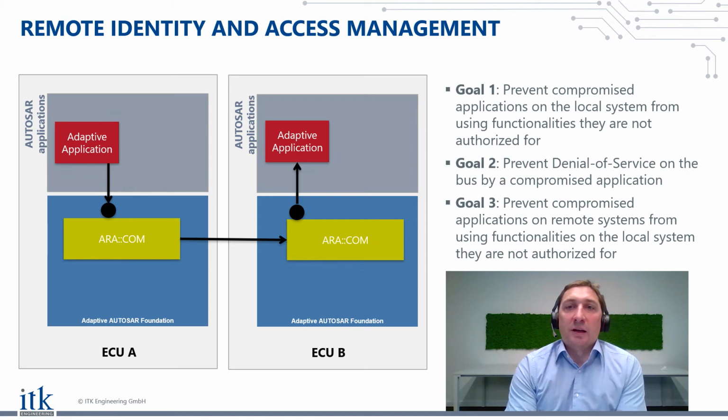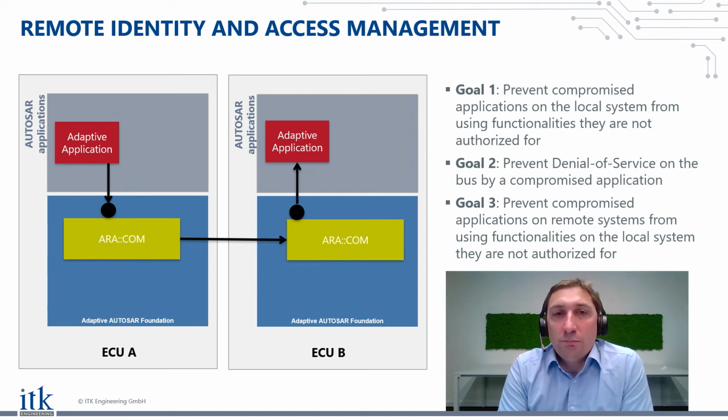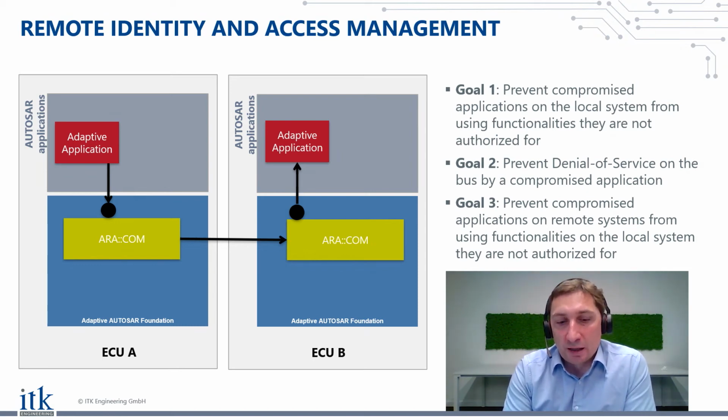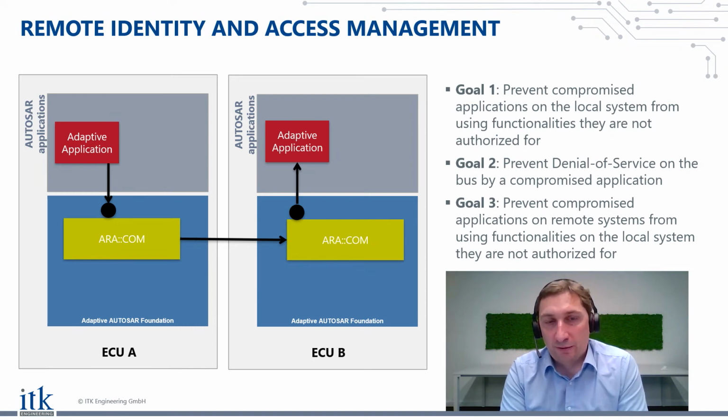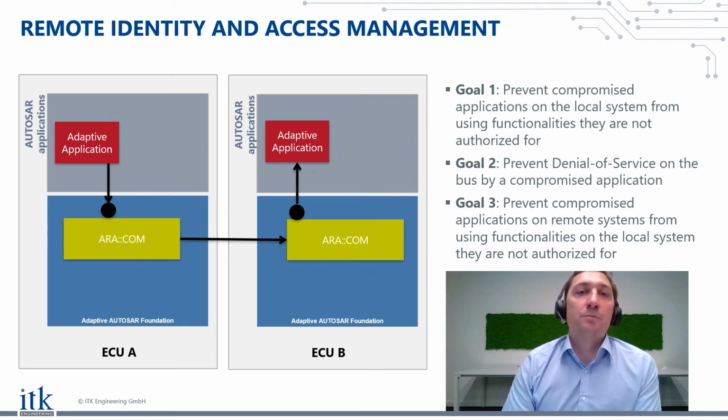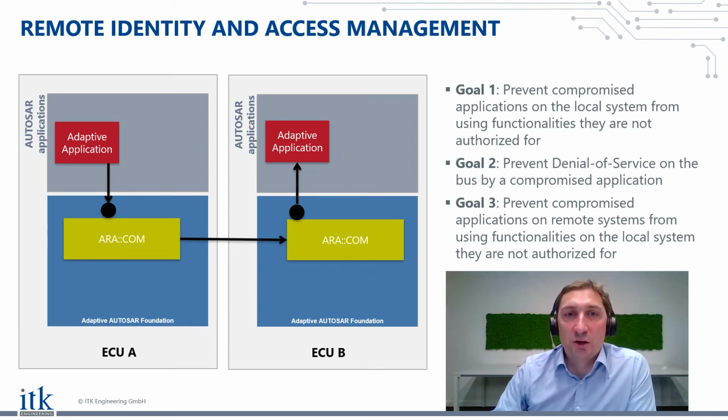And the third is to check on both sides, on the local side and the remote side, if an application is allowed to trigger a request or to fulfill a request. So again, you have here two PEPs on ECU A. The PEP checks if the adaptive application is allowed to request, and on the other side, you have the check if the application is allowed to provide a service. And second, if the remote ECU is allowed to access a service.